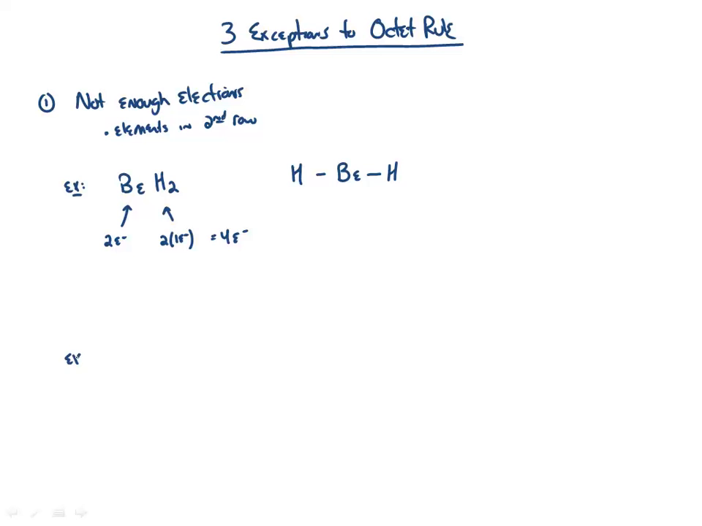Another example of that would be, for instance, BH3. Boron has 3 valence electrons. Hydrogen has 3 valence electrons in total. So you have a total of 6 electrons. And the only thing you really can do is make a molecule like that.